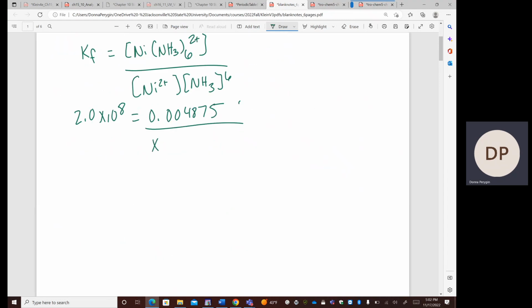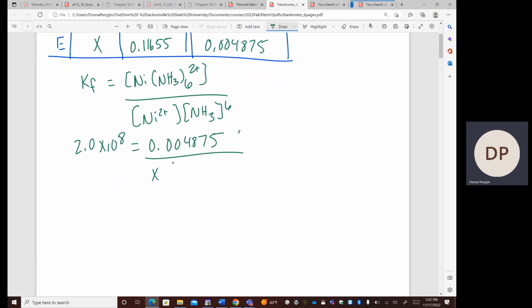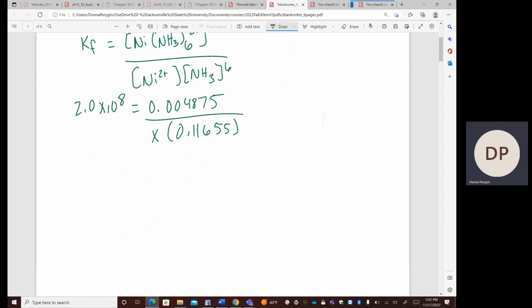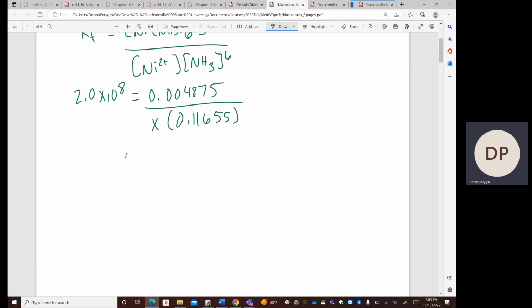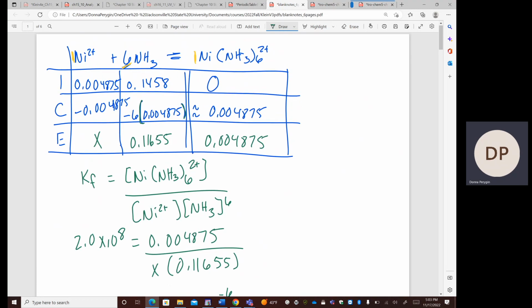And we're going to let X equal our nickel that's left. It's essentially 0, but not quite. 0.11655. Okay, so we know the values for everything else that we can plug in, but we don't know how much nickel is left. It's almost 0, but not quite. So if we solve for X here, our X is equal to 9.7 times 10 to the minus 6. And that is a very small number, but that's the amount of nickel we have left in our solution after we mix and form this complex.